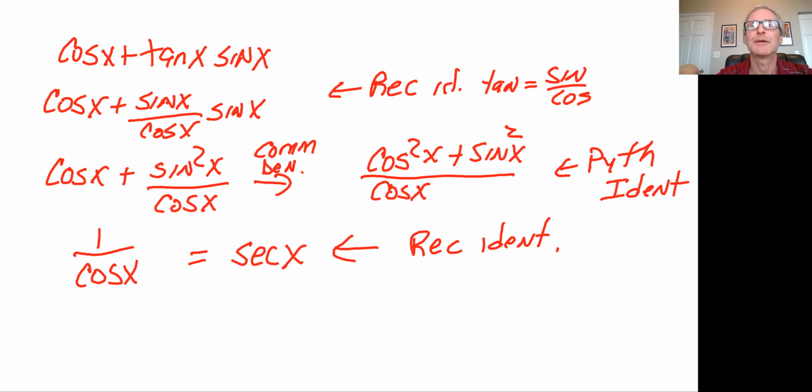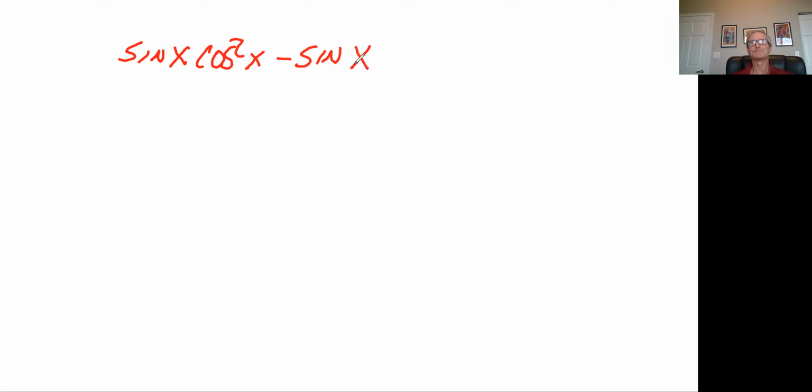Let's do another one. So let's try this one. Sine x cosine squared of x minus sine of x. And I think the hardest thing is what do you do first, right? Well, you look at this and it's like you have a cosine squared, right? And you have the sine of x in both factors, right? Sine of x in first, sine of x in the second. So what I would do is factor out the sine of x.